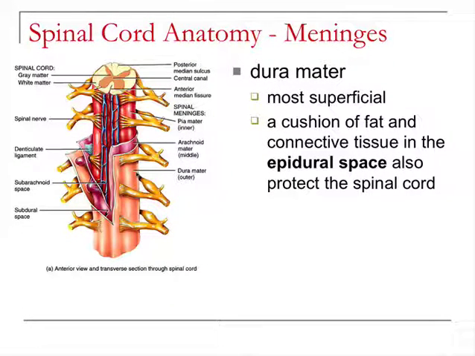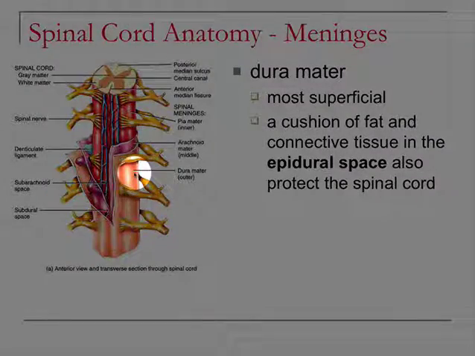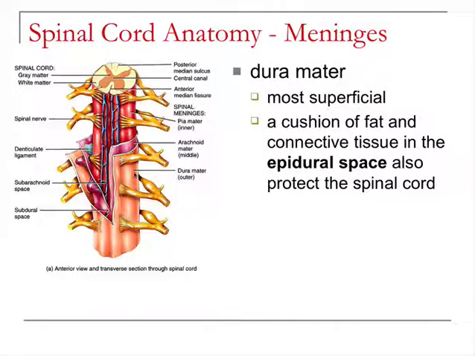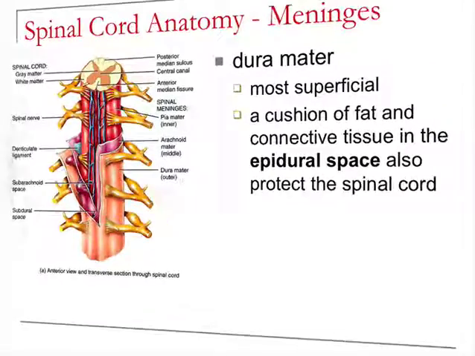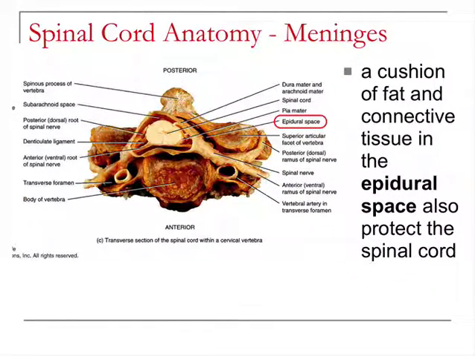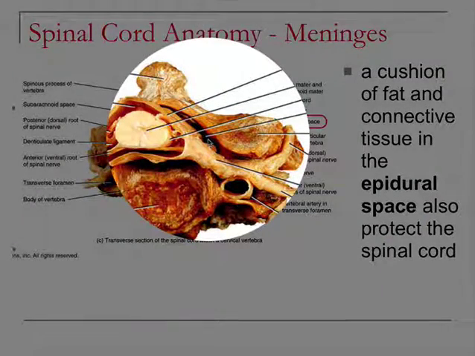The most superficial meninx is the dura mater, which we can see here. External to what we can see here is a cushion of fat and connective tissue in a space called the epidural space. This is a space between the vertebral column and the dura mater. This helps also to protect the spinal cord. Here we can see the epidural space, the space which contains the fat and connective tissue.